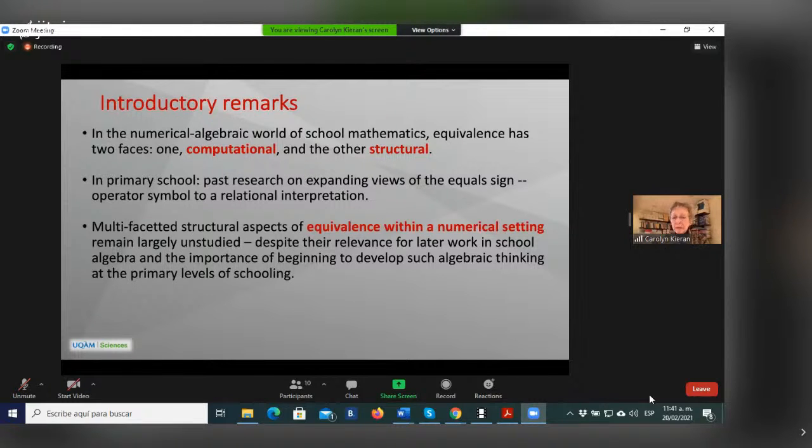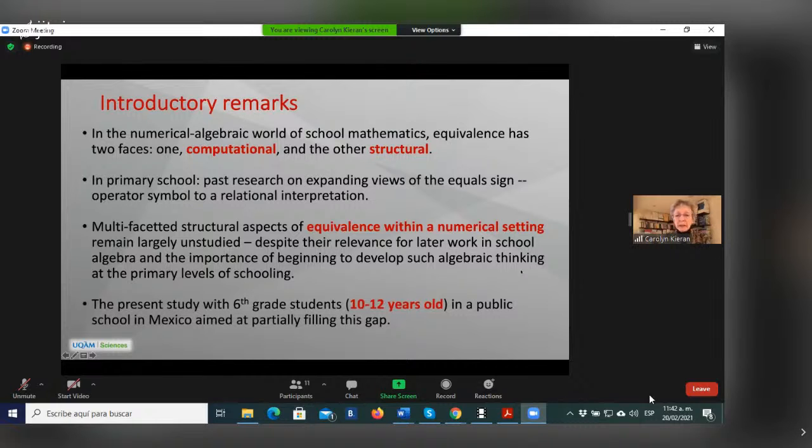However, the multifaceted structural aspects of equivalence within a numerical setting remain largely unstudied, despite their relevance for later work in school algebra and the importance of beginning to develop such algebraic thinking at the primary levels of schooling. So the present study, which was carried out with 6th grade students 10 to 12 years of age in a public school in Mexico, aimed at partially filling this gap.